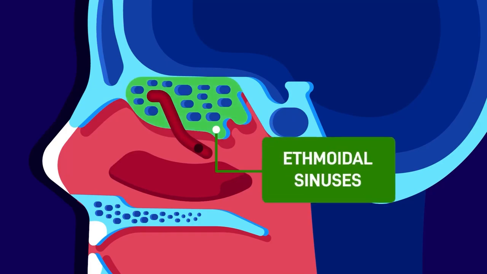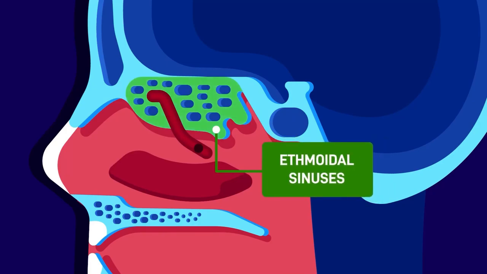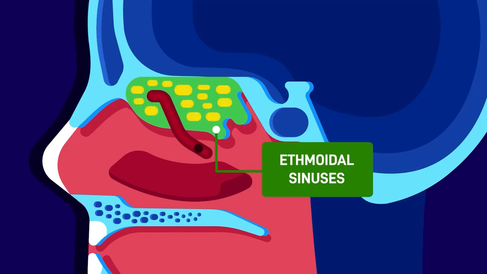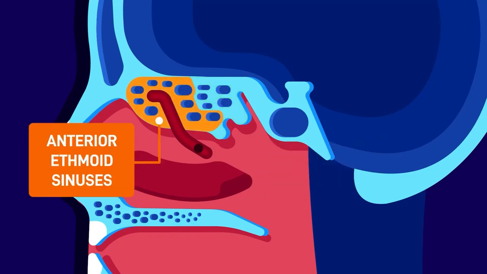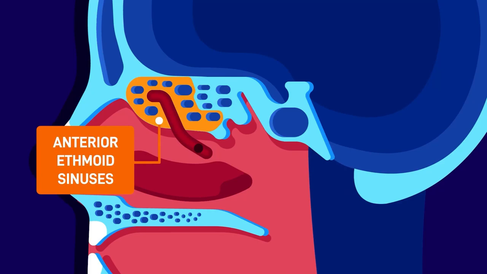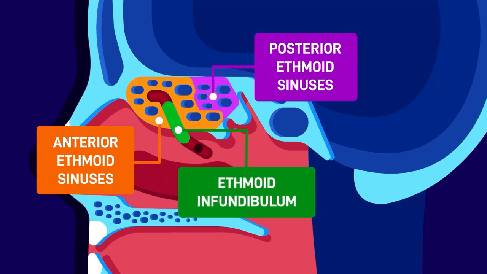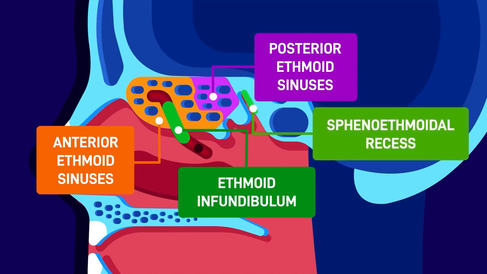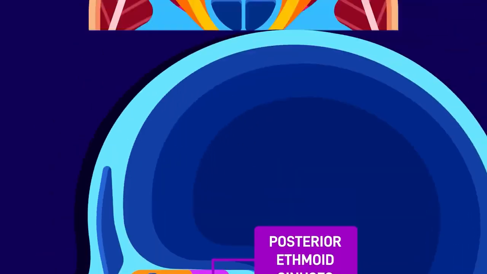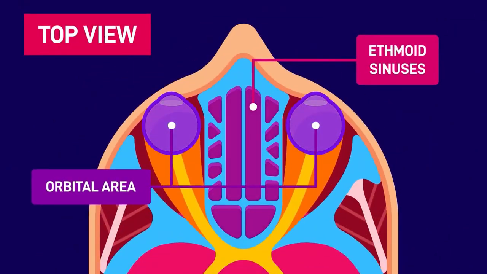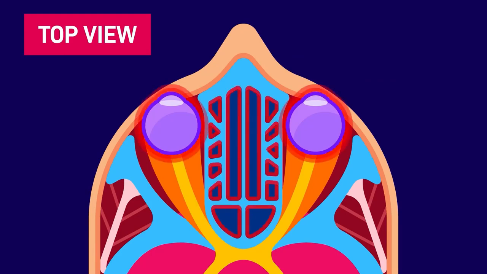Ethmoidal sinuses. The ethmoid sinuses consist of many paired cells with complex structures. They are usually divided into the anterior ethmoid sinuses, which drain into the ethmoid infundibulum, and the posterior ethmoid sinuses, which drain to the sphenoethmoidal recess in the superior meatus. The ethmoid sinuses and the orbit area are separated only by a thin bone, so infection can spread here.